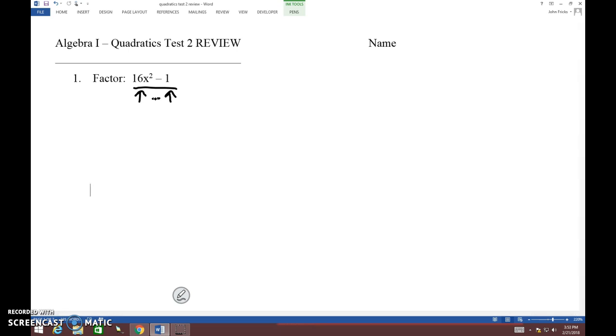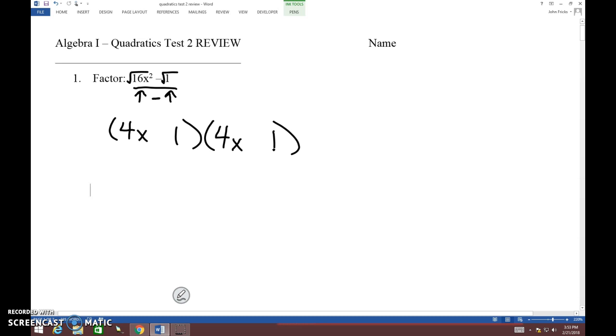So if I take the square root of both of those numbers, we'll start by doing that. The square root of 16 is going to be 4x. And what I want to do there is go ahead and put a 4x on this other side for my other set of brackets. Now the square root of 1 is going to be 1. So I want to put a 1 in each bracket.